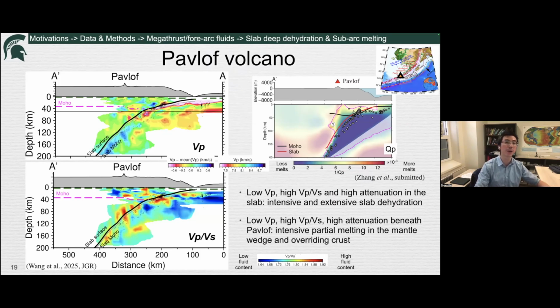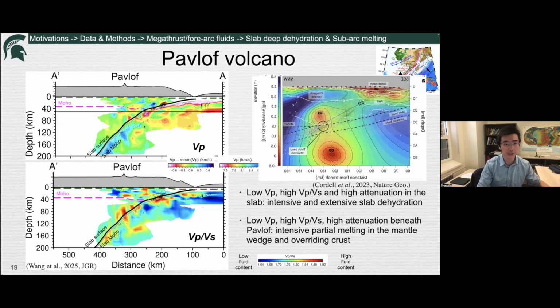Probably that's easier to see. For example, this is Pavlof volcano. It's a huge volcano to the southwest, at the eastern part of the Aleutians, and we can see a lot of low velocity, high Vp/Vs ratio, and high attenuation in the slab and also in the mantle wedge, indicating a lot of melt in the mantle wedge. And by the way, that's consistent with the recent EM observations as well. As you see, there's a lot of mantle dehydration in the slab over here.